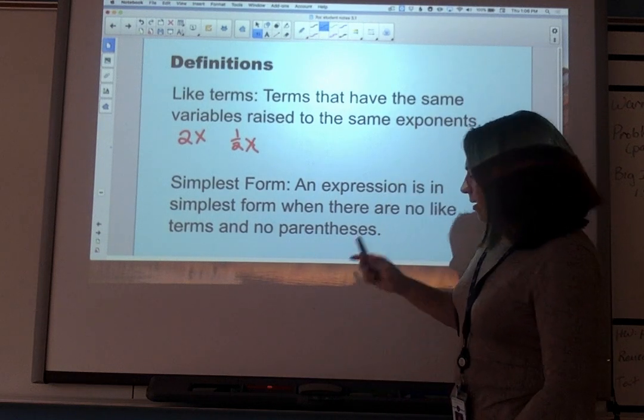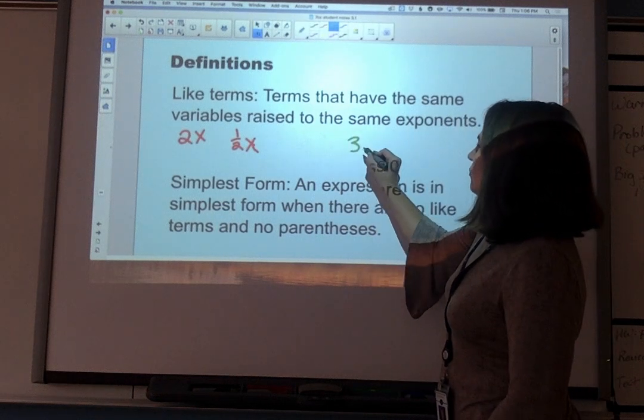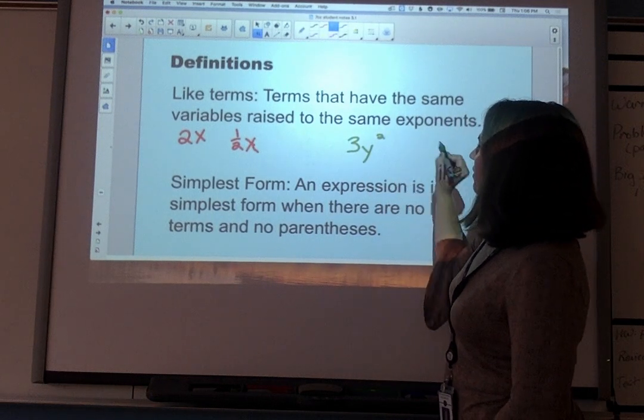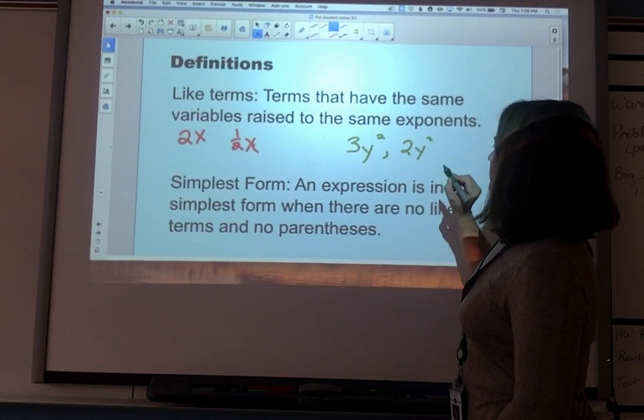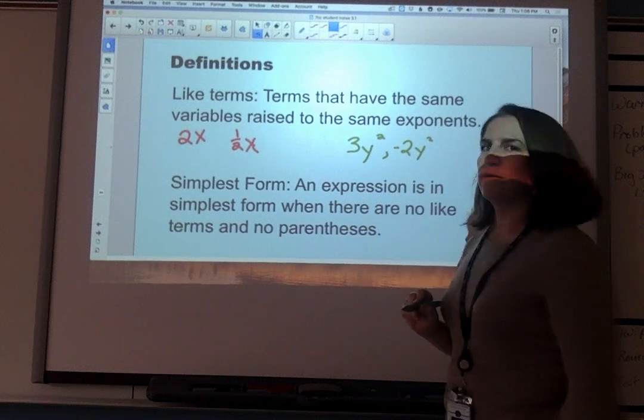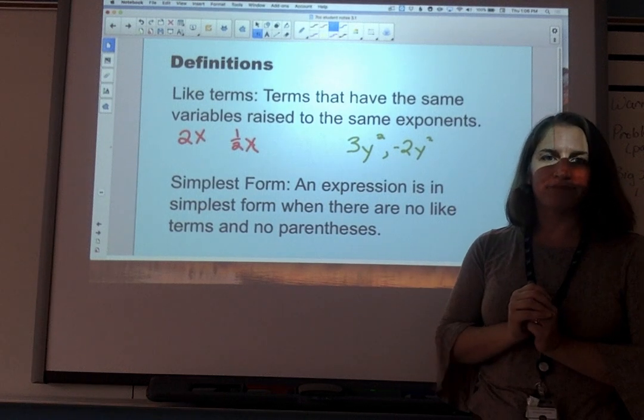Same thing, another example of a pair of like terms would be 3y squared and 2y squared, or let's say negative 2y squared. Those are both like terms as well. They're both terms that have y squared, okay?